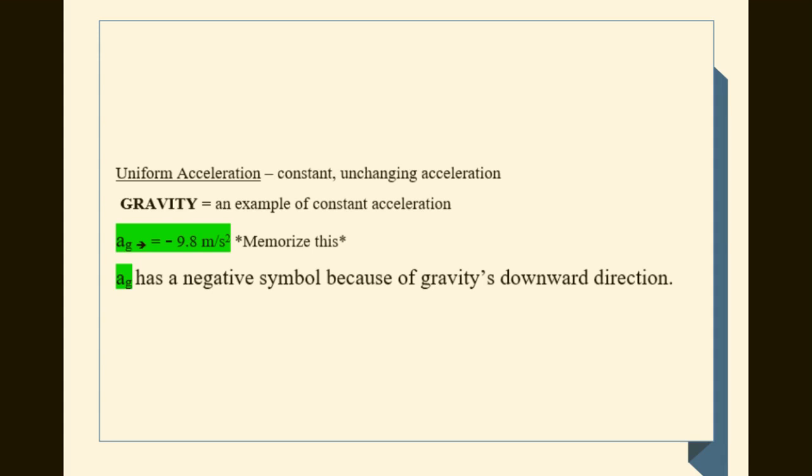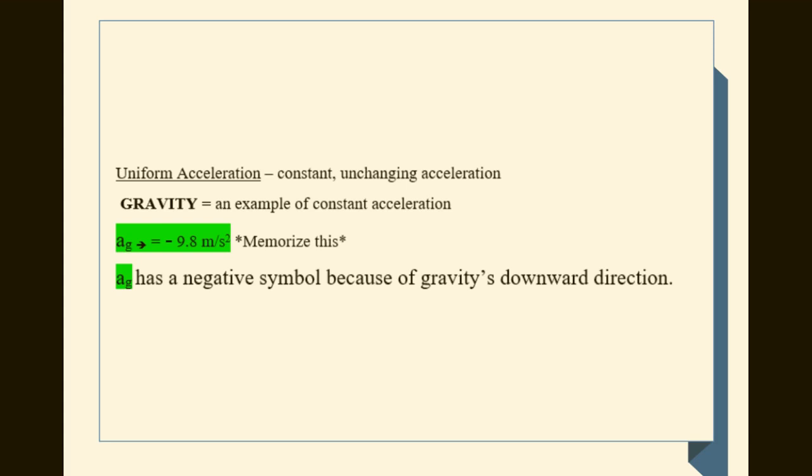One of the biggest examples of constant acceleration that we will work with throughout the year is acceleration due to gravity, or a_g. Because gravity pulls everything in a downward direction, the value of acceleration due to gravity is negative 9.8 meters per second squared.